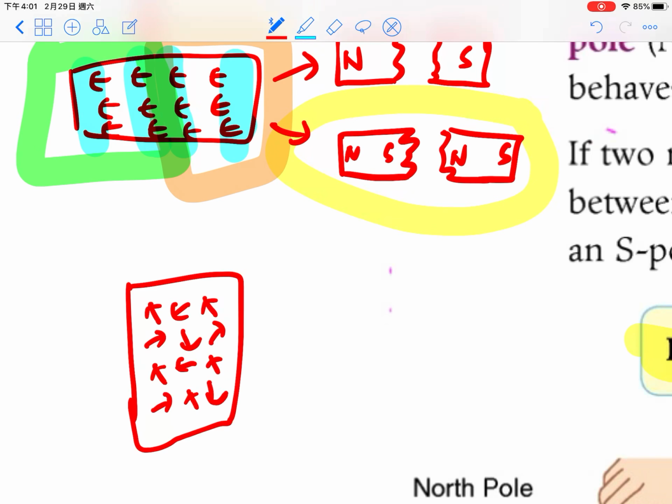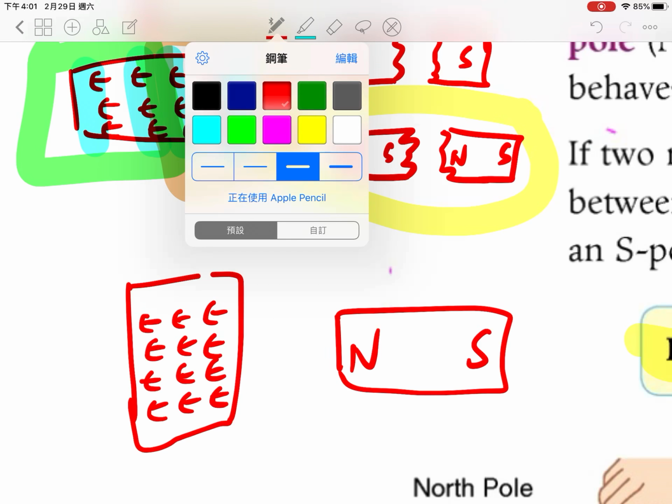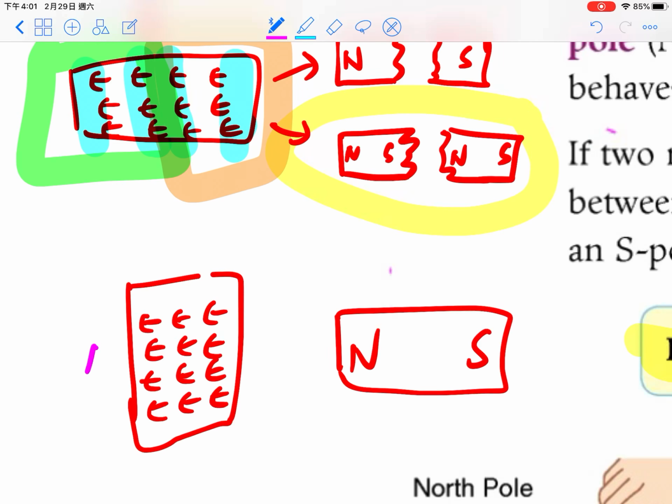No net magnetic force. However, for magnetic material, if I put a magnet nearby, next to the object, the tiny magnets inside will be rearranged. They will align in the same direction. So now what can you see? We have north pole and south pole for the object. This process is called magnetization.